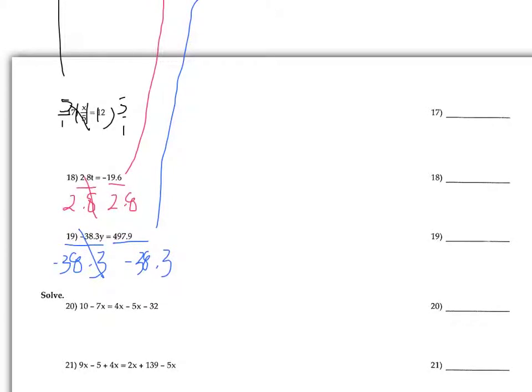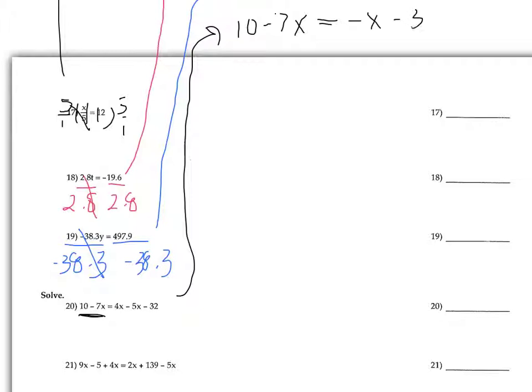Okay, so looking at this next one here, this one being a little bit different in the sense that we want to combine like terms on the individual sides before we go further. So notice, on this side, no like terms. So I'm going to go ahead and write this up here. We have our 10 minus 7x equals. On the right-hand side, 4x minus 5x is a negative x, and then we have our negative 32. That carries over as well.